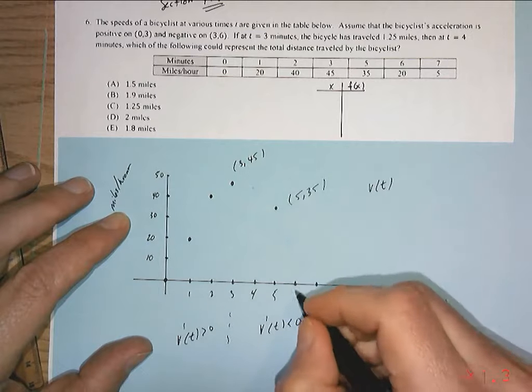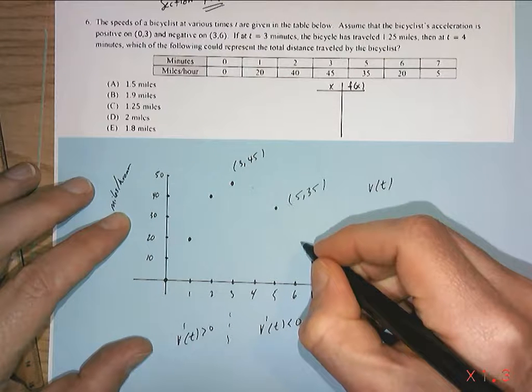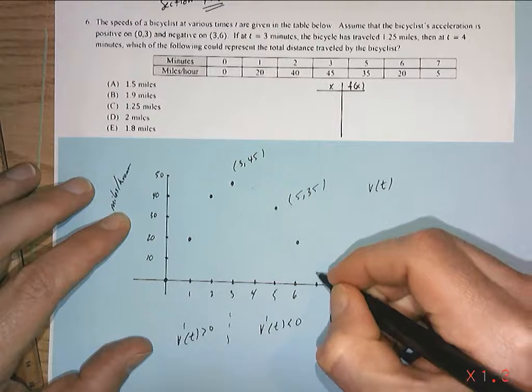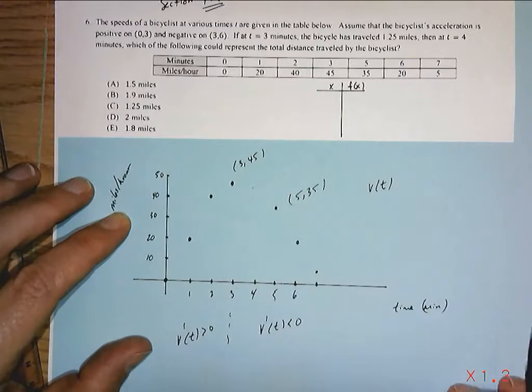Then I've got 6, which is going to go up to 20. And in the context of this problem is absolutely useless. I don't need that information. And 7 goes up to 5. And again, that's going to be absolutely useless.